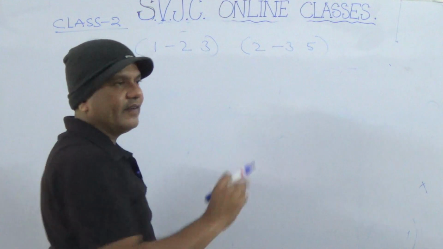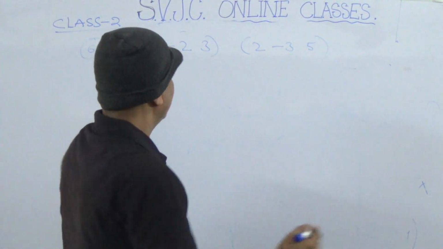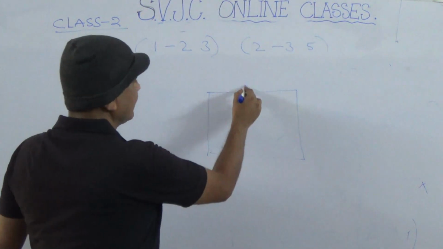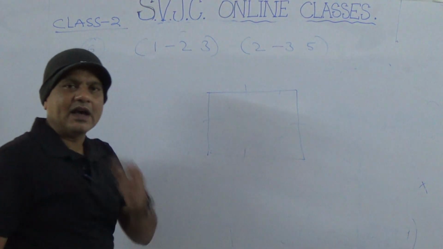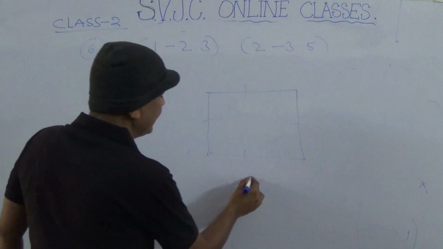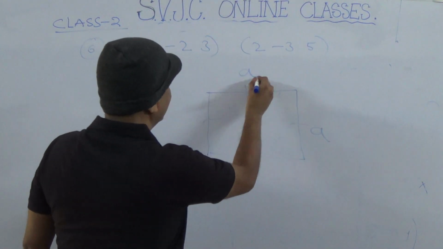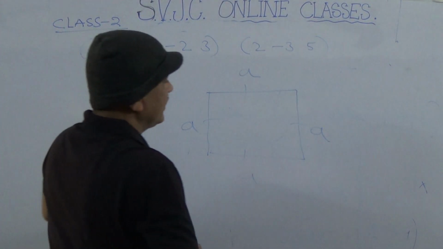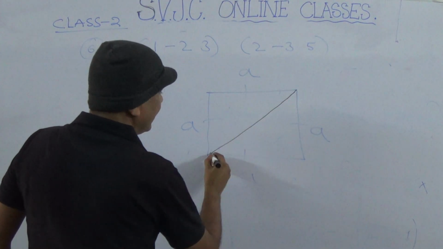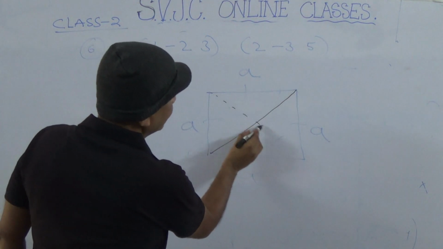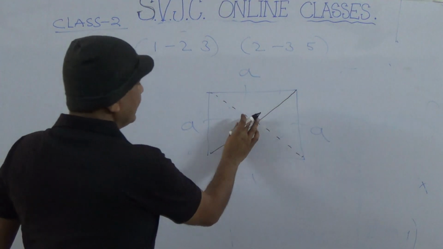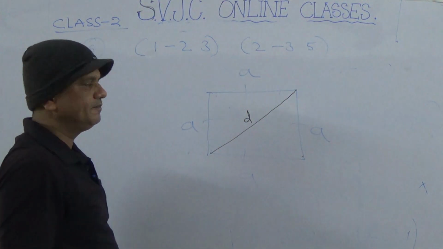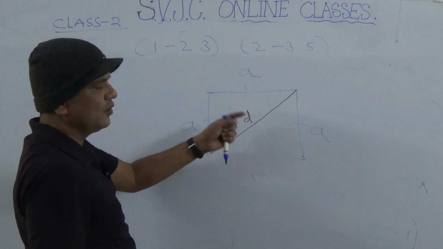Now the relation between the diagonal and its side is, for example, let us consider a square. Square means all sides are equal. Let the length of each side be a. Now this is one diagonal and this is another diagonal of this square. In a square, the two diagonals are equal. Let the length of the diagonal be d.